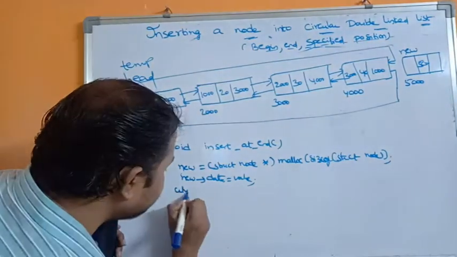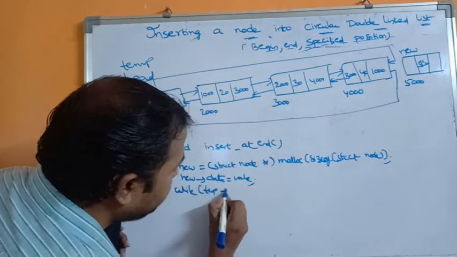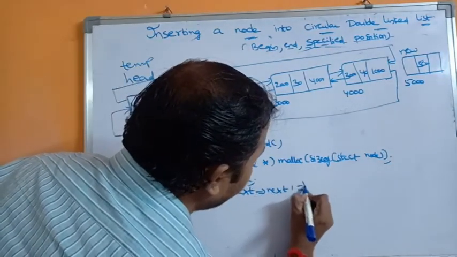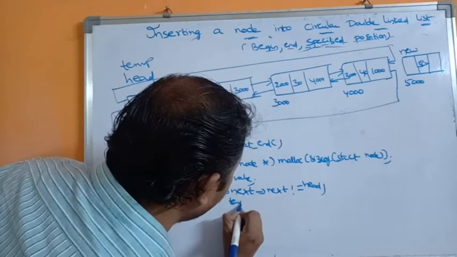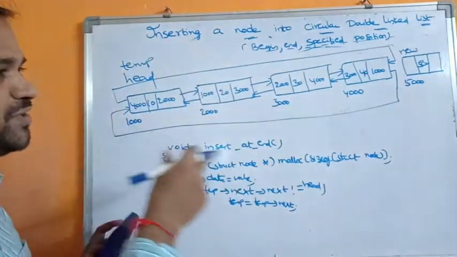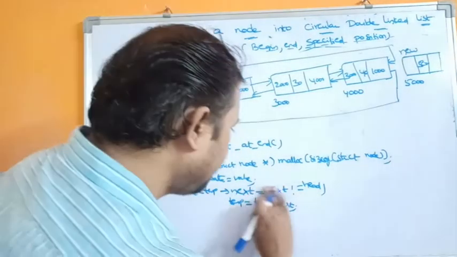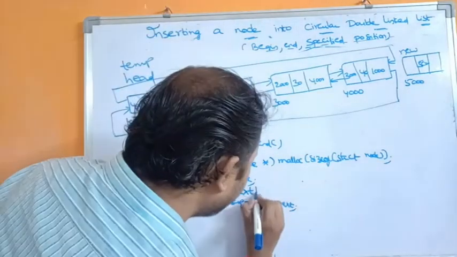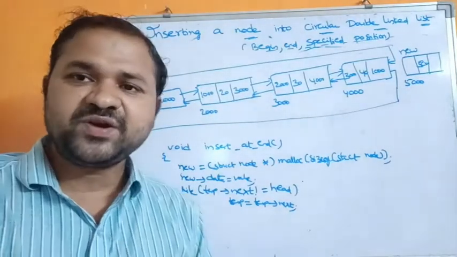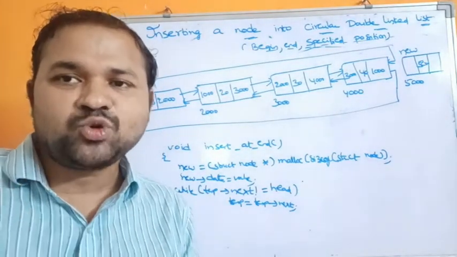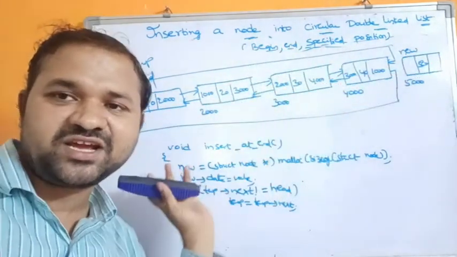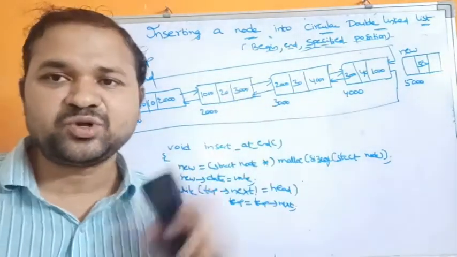So for that the condition is like this: while temp->next is not equal to head, temp = temp->next. Why? Because here our target is to traverse the temp till we get the last node. What is the last node's next field? 1000. So this is equal to head, 1000. Likewise we have to perform the repetition.